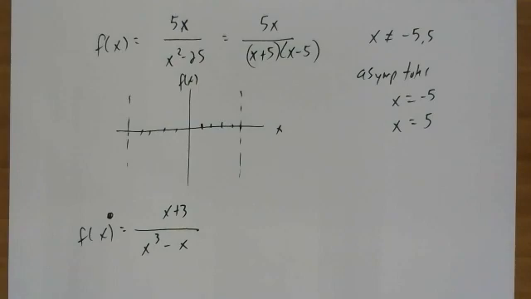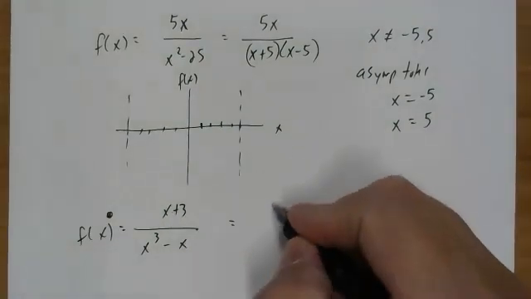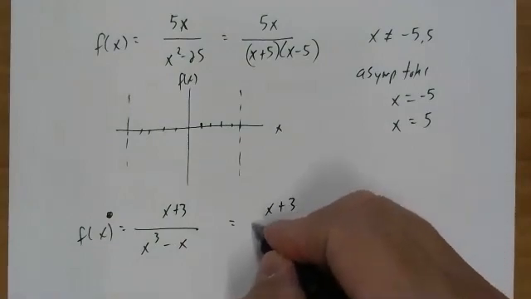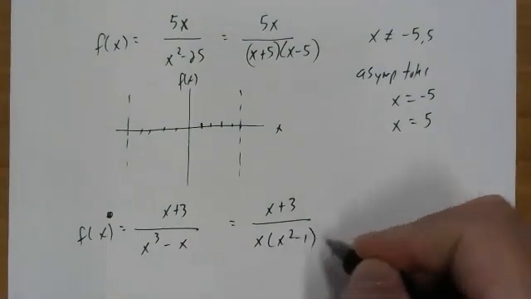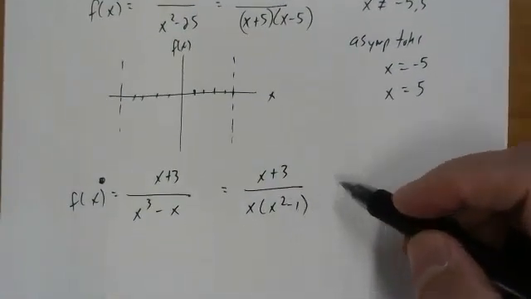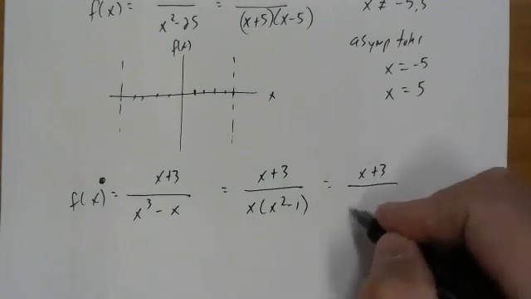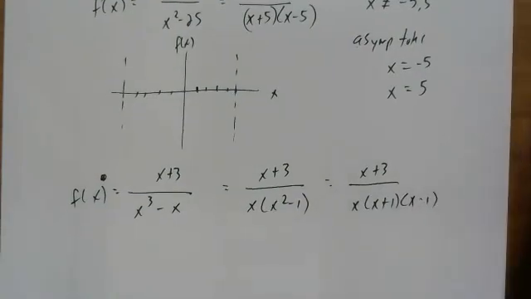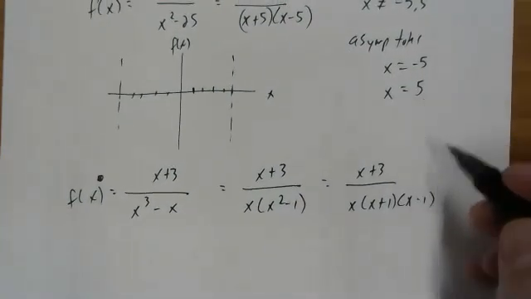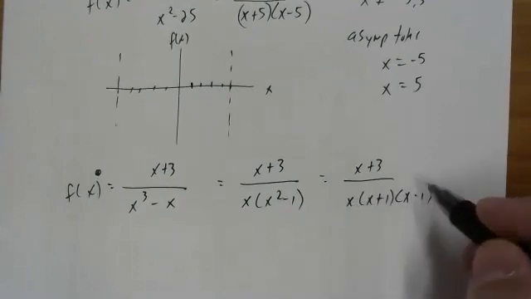Is it possible I didn't factor? Matter of fact, I'm just going to write it. Usually I ignore it, but I can factor out an x. And then I realize x squared minus 1 is a difference of squares, so I can factor some more. So it looks like I've got 3 factors in the denominator with an x in it.